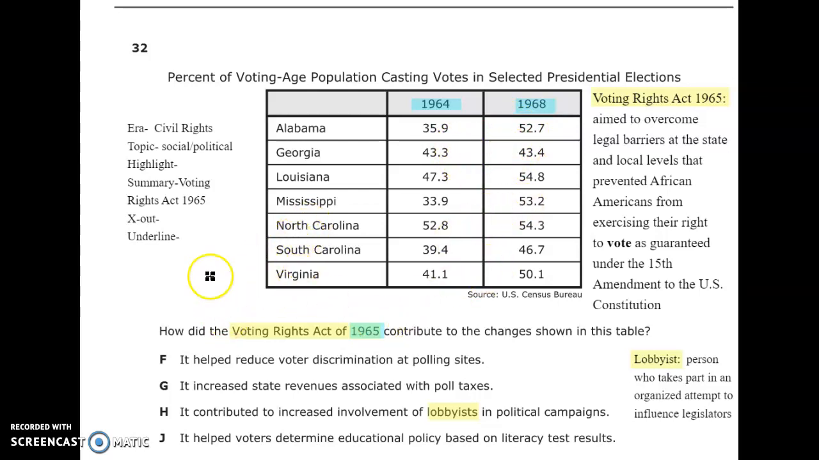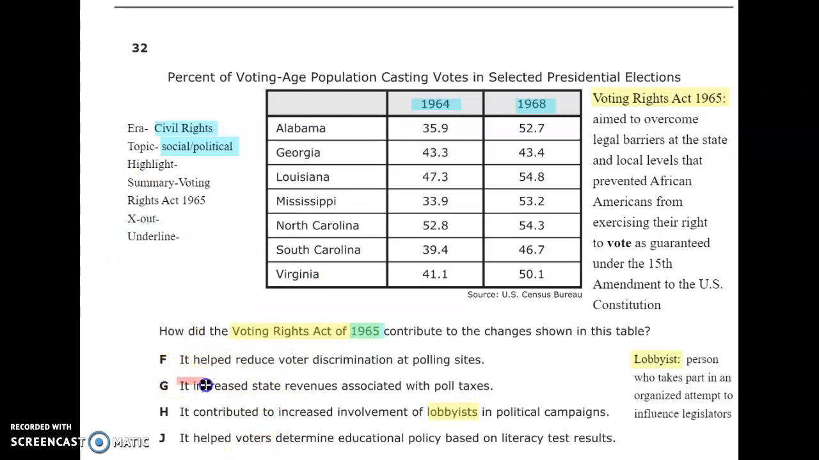And so, looking at our strategies, the era, Civil Rights era, Voting Rights Act and everything like that is definitely civil rights. Topic, we kind of got a social and political. And then with the highlighting, we're going to go over the answers down here. I'm going to start with the incorrect answers.